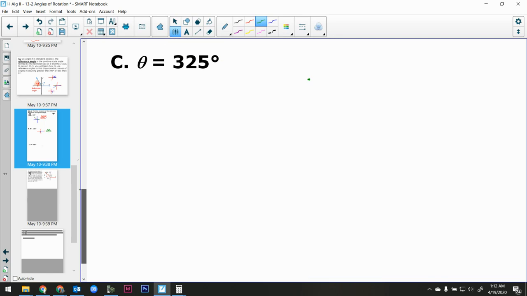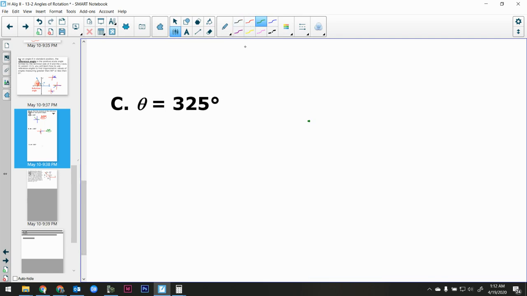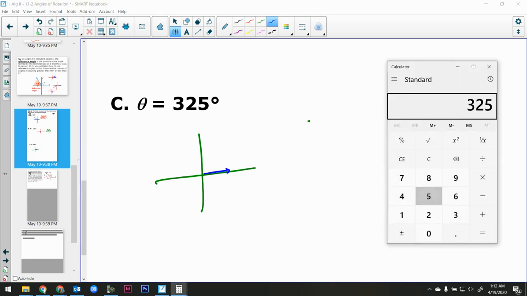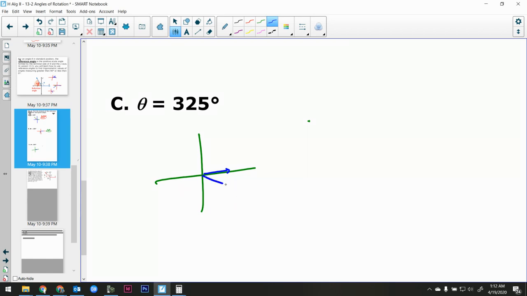So we're looking at 325. Let's draw it out. Here's my initial side. Here's 90, here's 180, here's 270. What's 325 minus 270? I'm going to go 55 degrees in there. 55 degrees worth of rotation right there. Okay, so here is my angle that I'm looking for.